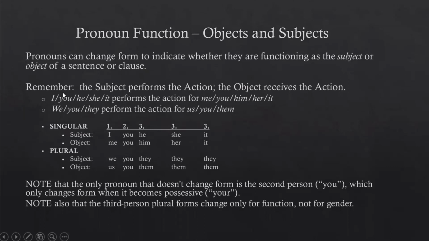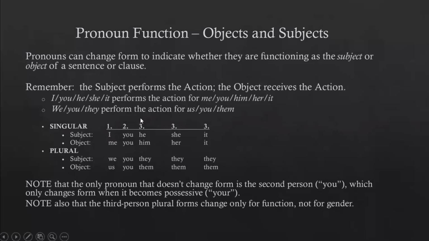These pronouns, I, you, he, she, it, are subject forms, singular subject forms. They perform the action for me, you, him, her, or it. Singular object forms. Plural subject forms, we, you, they, perform the action for us, you, them.